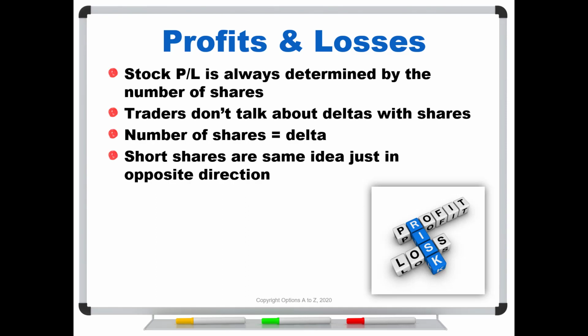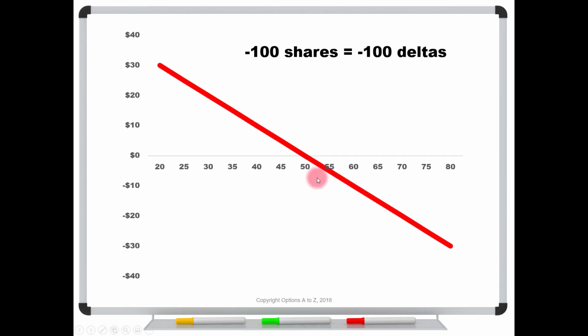Now, your short shares of stock are the same idea, just in the opposite direction. Let's say that you shorted 100 shares of stock at 50. Now, this becomes your profit and loss diagram. Notice how it's leaning this way to the left instead of out this way to the right, like we saw with long shares. And that's because we are short 100 shares of stock, or minus 100, and therefore we have minus 100 deltas. That just means everything's going to be inverted.